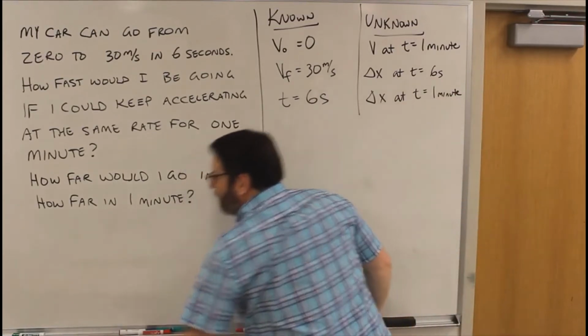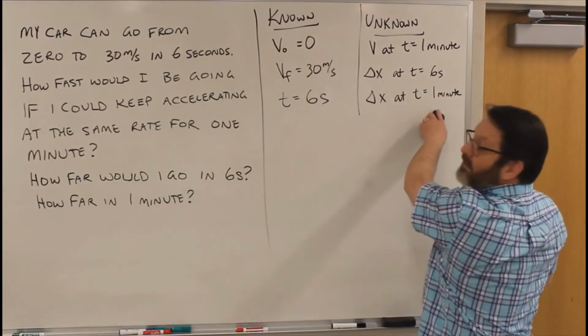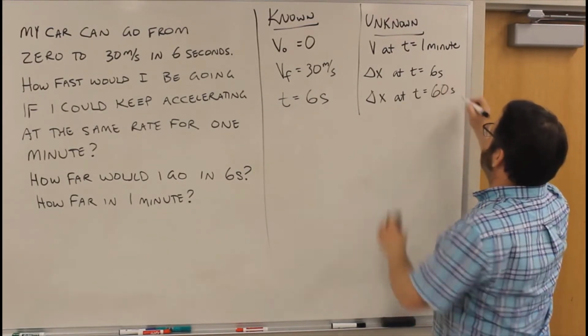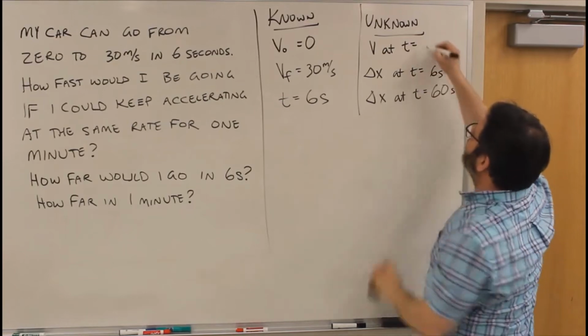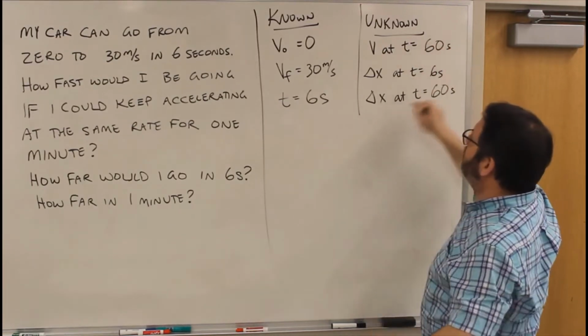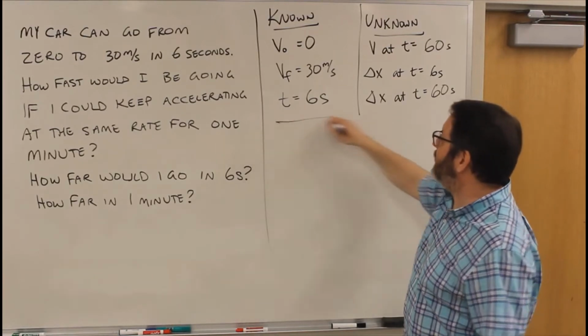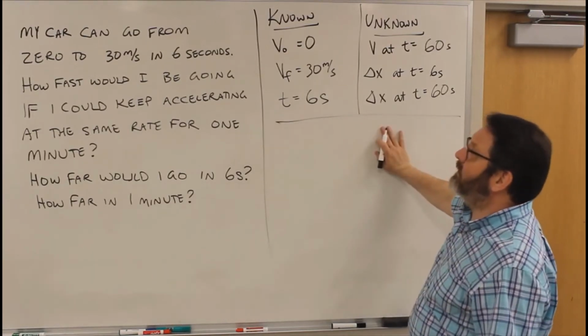Well, to keep all of my units consistent, these places where it says 1 minute, I'm going to change those to 60 seconds, so I don't forget to do that later. So I'm going to put that into my unknowns. Now all of these are SI units. All right. What to do?